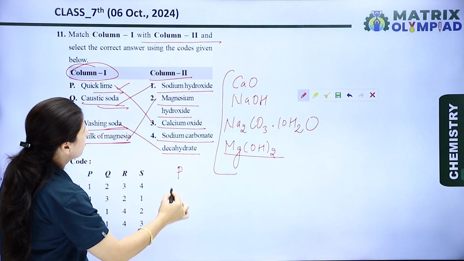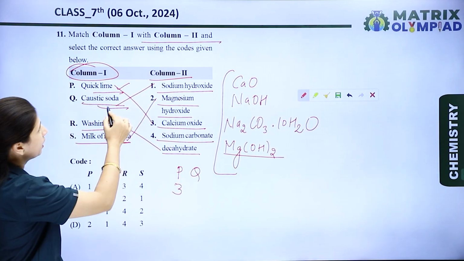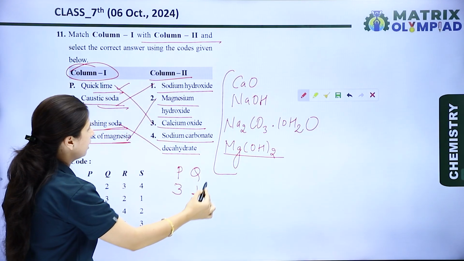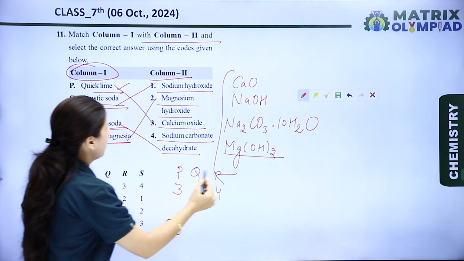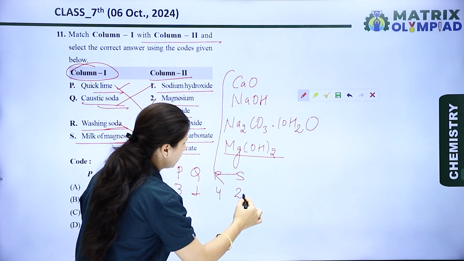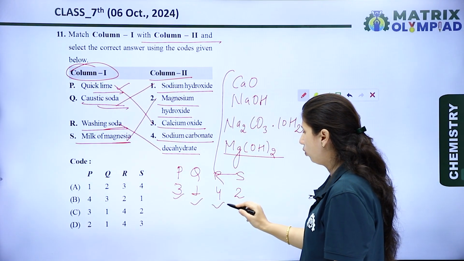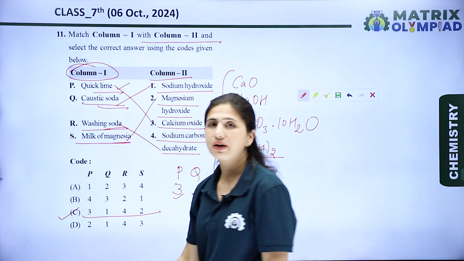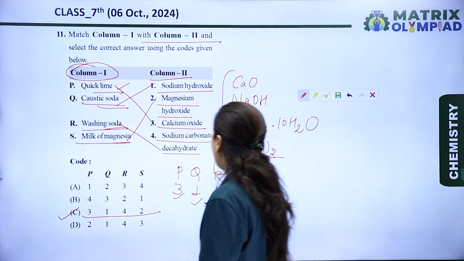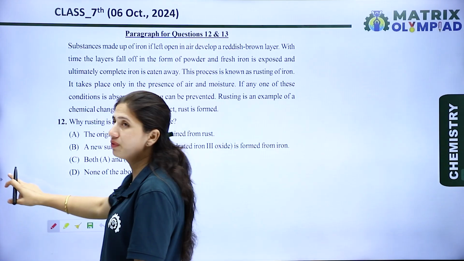So P matches with the third option, Q matches with the first option, R matches with the fourth option, and S matches with the second option. Okay, so according to that, 3, 1, 4, 2. It means C is the right option for this question. Now, let's see the next question. The next question is a paragraph based question.